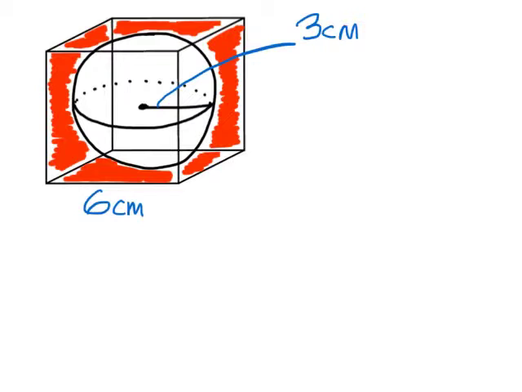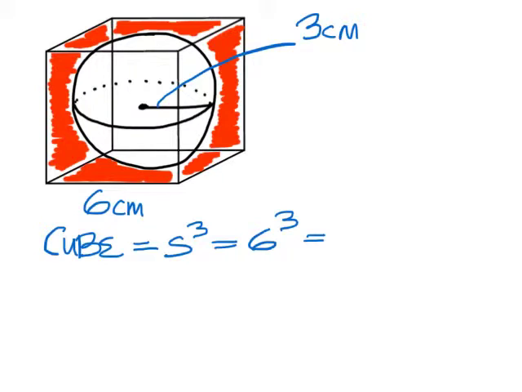So to find the volume of the red region, you have to do the volume of the cube first, which is just a side cubed. So that's 6 cubed, which turns out to be 216 centimeters cubed. 6 times 6 times 6 is the volume of the cube. Now you have to find the volume of the sphere.